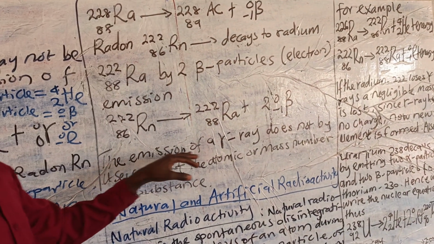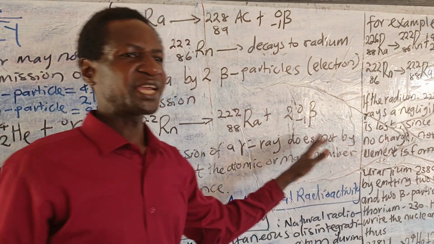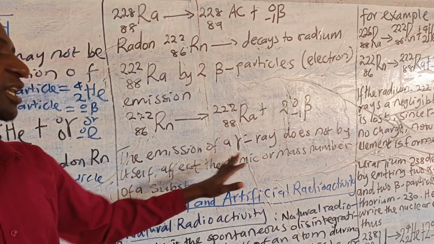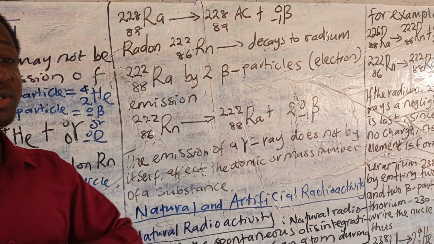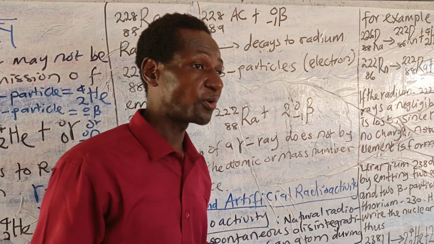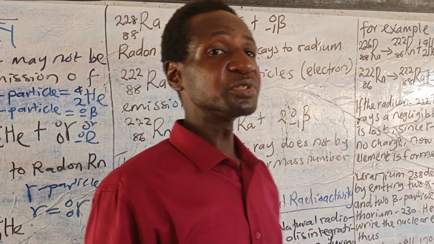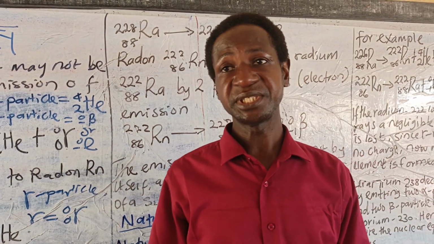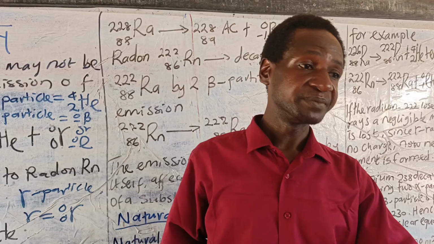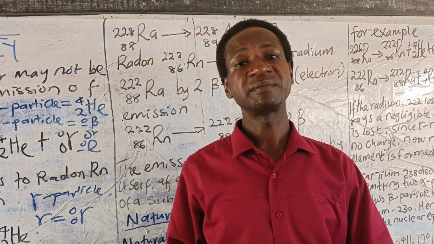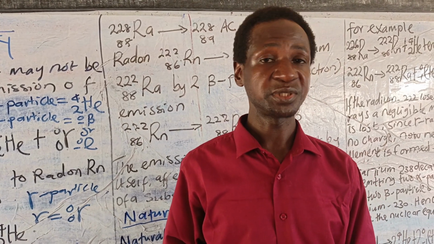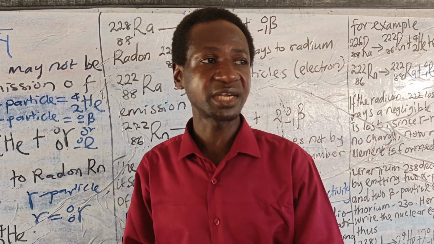Then the emission of gamma ray does not by itself affect the atomic number or the mass number. So we have 2 types of radioactivity. We have the natural radioactivity, and we also have the artificial radioactivity. Starting with the natural radioactivity.